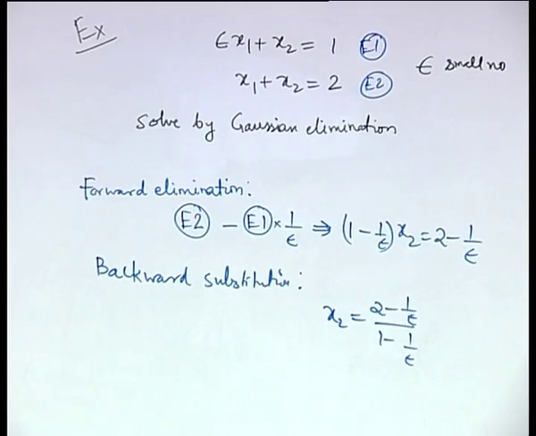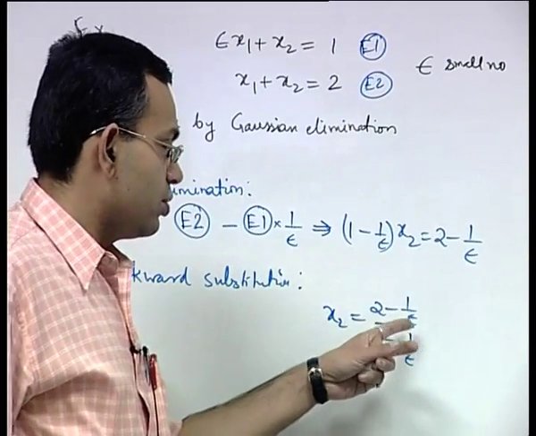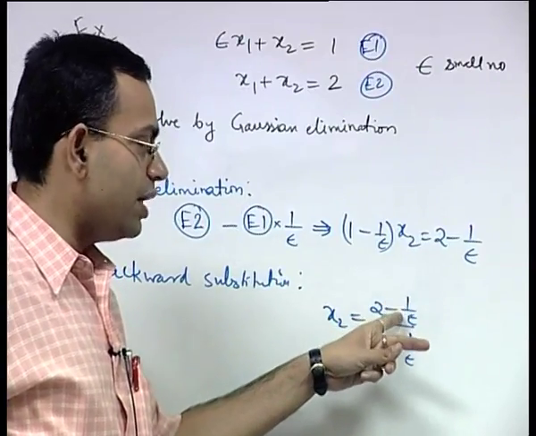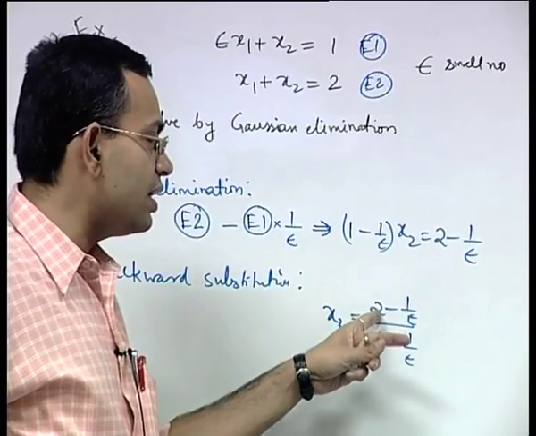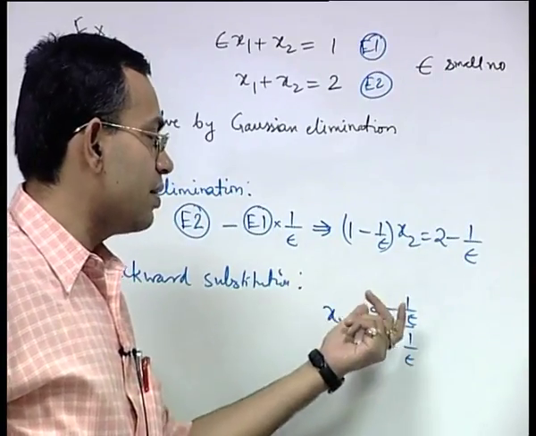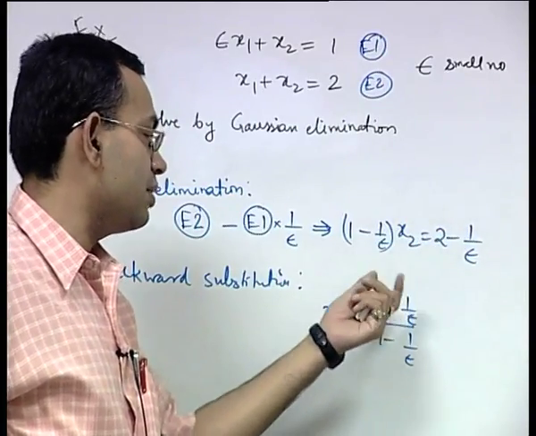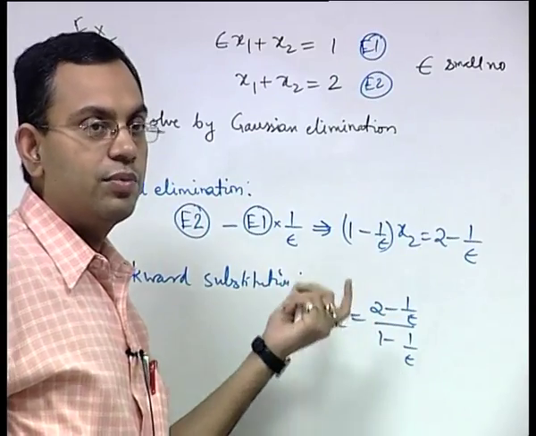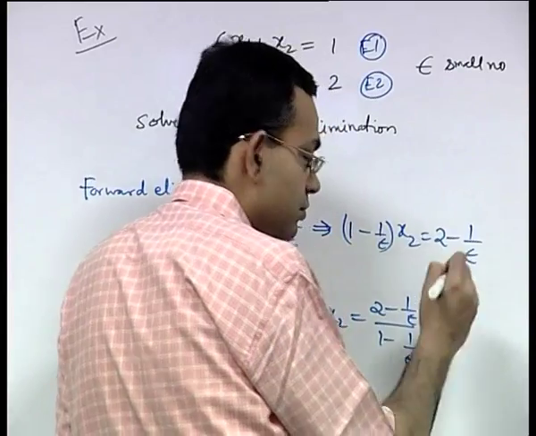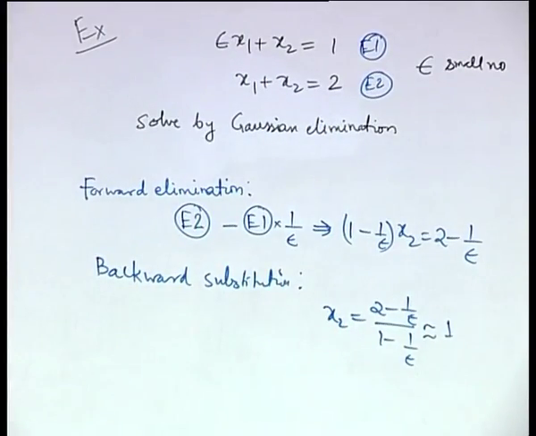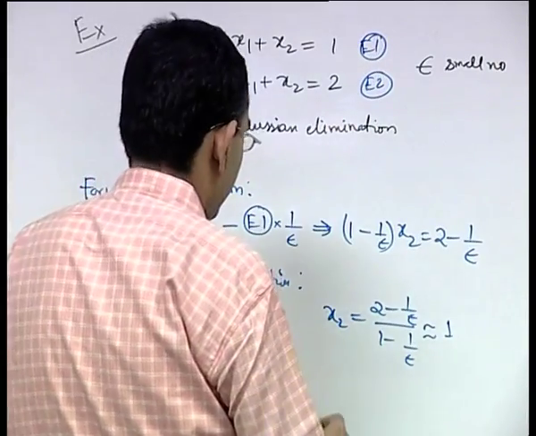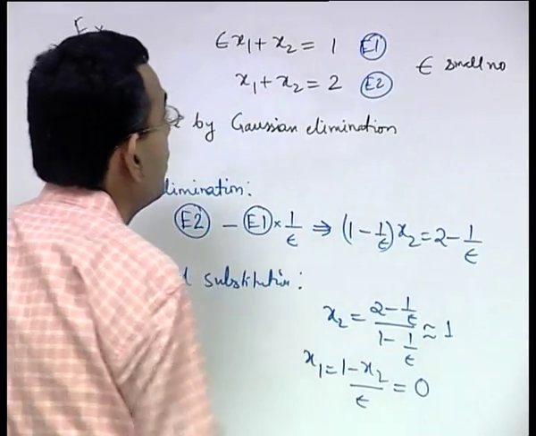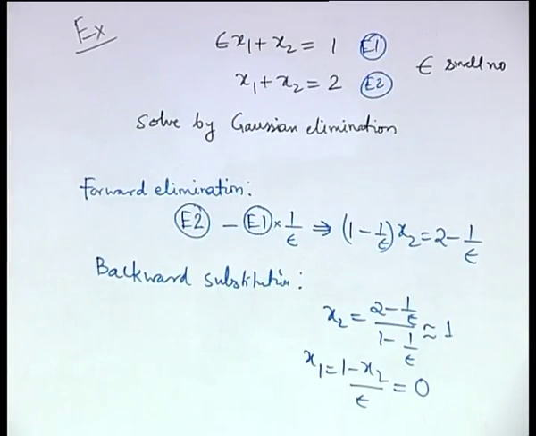So, what will be the value of x2? You have to keep in mind that epsilon is a very small number. So, 1 by epsilon is a very large number, minus 1 by epsilon is a very large negative number. In comparison to that, there is no difference between 2 and 1. So, it is a very large negative number divided by a very large negative number. So, that is approximately 1. Then x1 will be 1 minus x2 by epsilon. So, that will be 0.